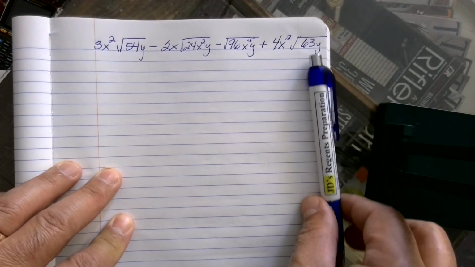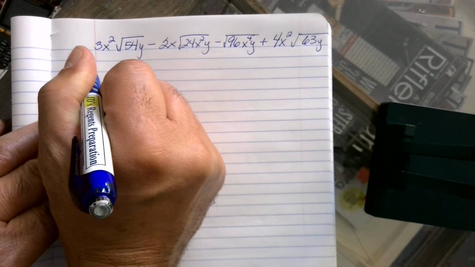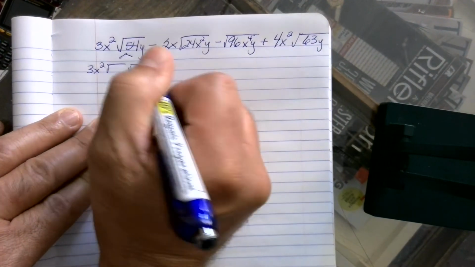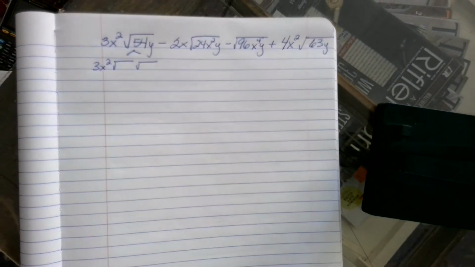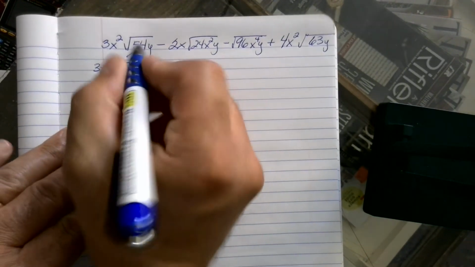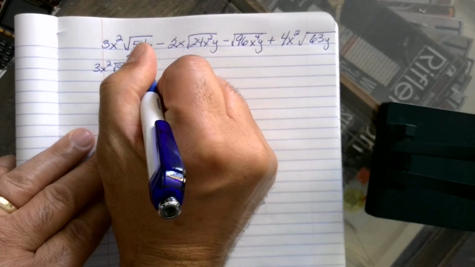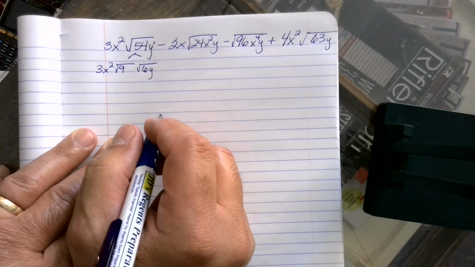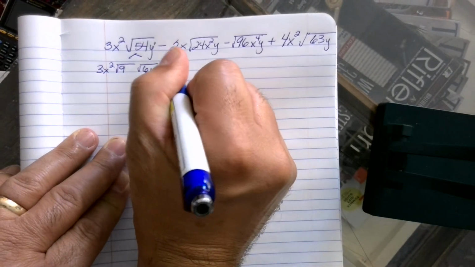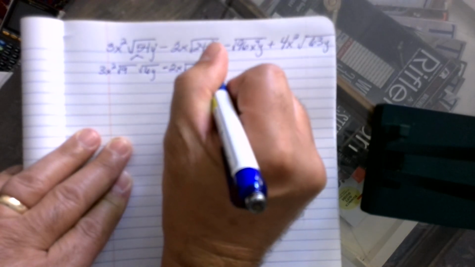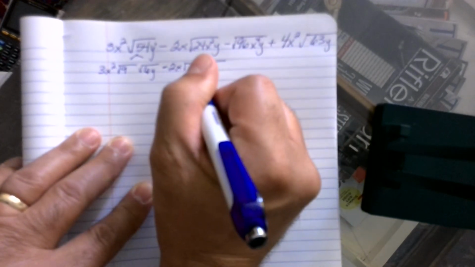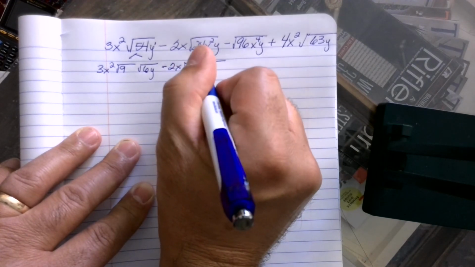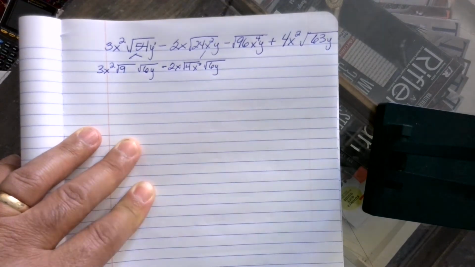So in this case, I have 3x squared, and I could break up this 54 as 9 times 6. 9 and 6. Y is not a perfect square, so it's going to stay over there. Minus 2x. I could break this one up. I'll give myself some room here. 24 is 4 times 6. X squared is a perfect square, and y is over there.